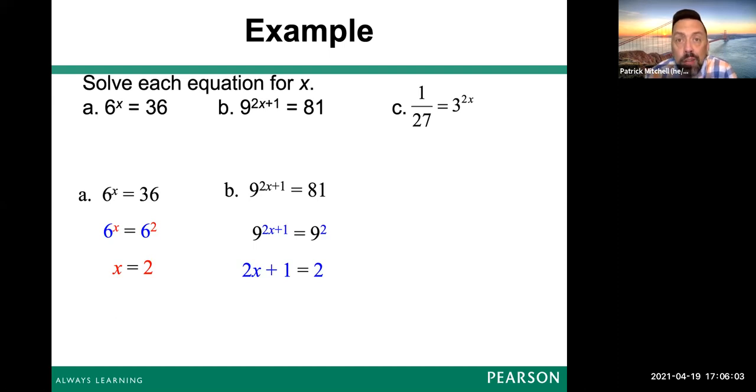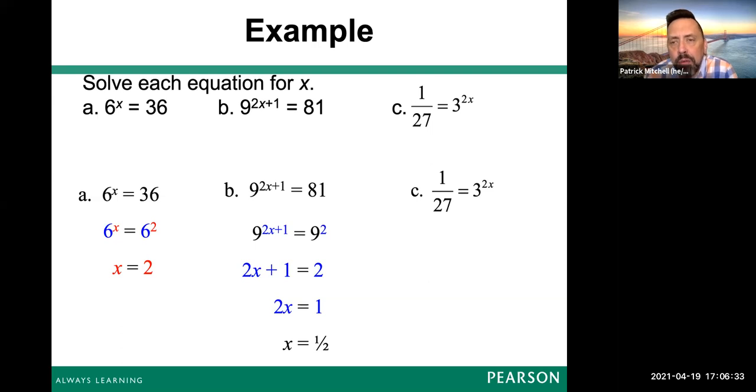All right, so remember you have to solve this for x. We're not quite done yet, but that's just a baby linear equation right there. You can solve that in your sleep. If 2x plus 1 equals 2, then subtract 1 from both sides and you get 2x equals 1. Divide both sides by 2, you get x equals 1/2. All right, and that brings us to 1/27 equals 3 to the 2x.